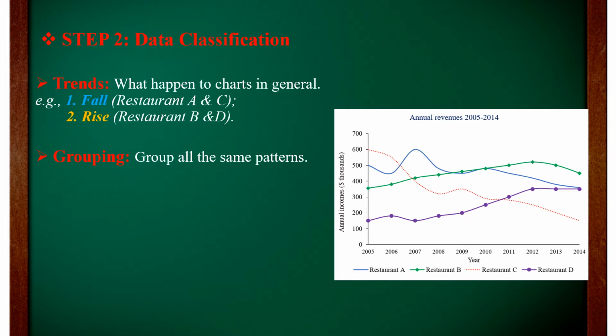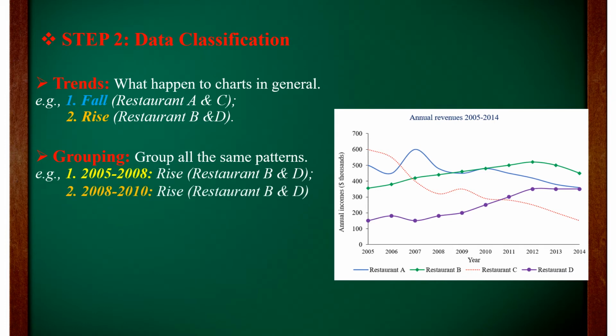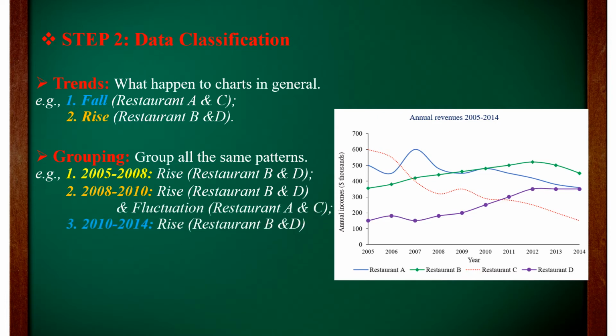Turning to grouping. Grouping means the way that we categorize all similar or relevant elements into one group or category. In the exercise, we classify the earning into 3 periods, 2005 to 2008, 2008 to 2010, and 2010 to 2014. The first is the rising trend in restaurant B and D. The second is the rising trend in restaurant B and D, and fluctuating trend in restaurant A and C. The third is the rising trend in restaurant B and D, and the decreasing trend in restaurant A and C.